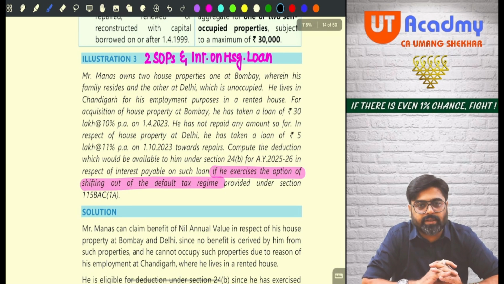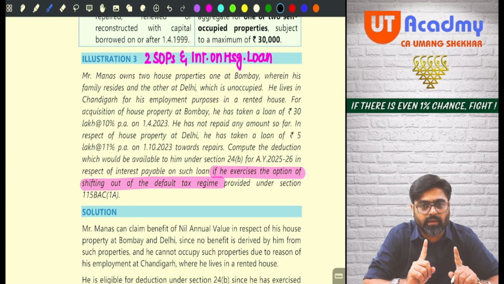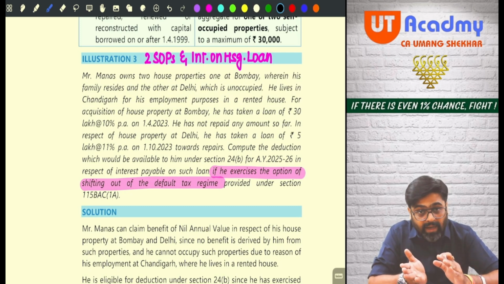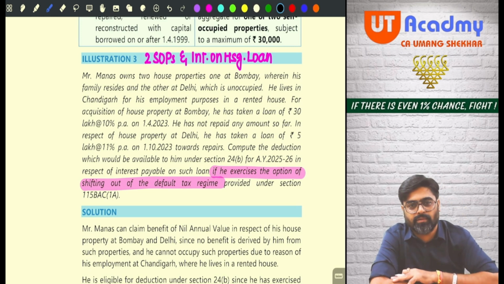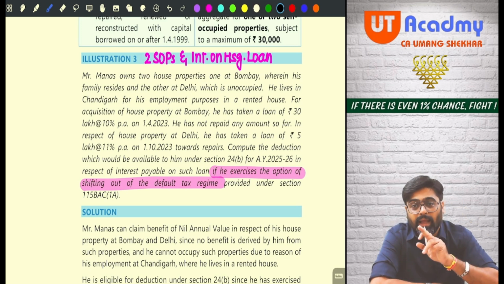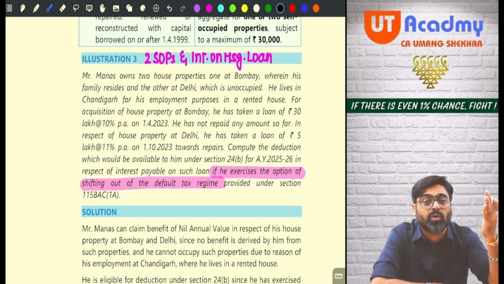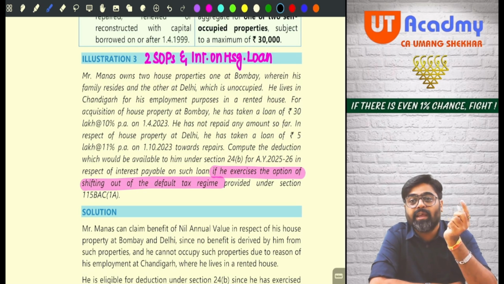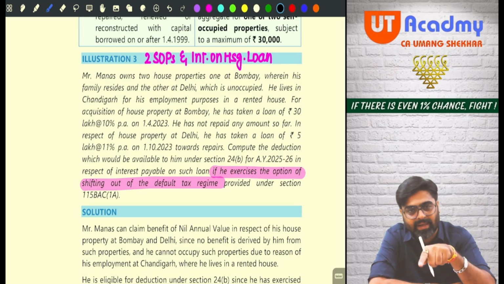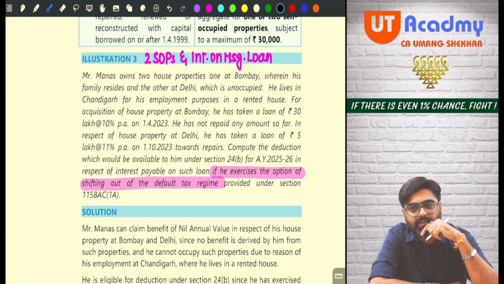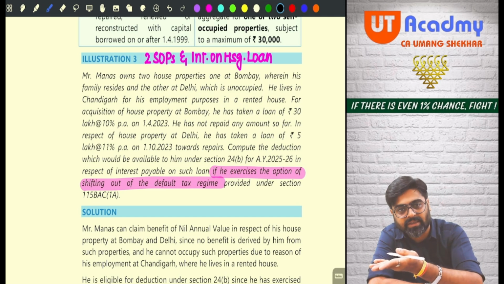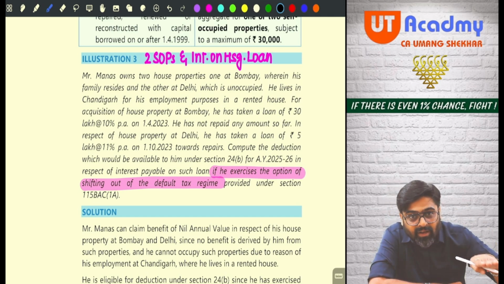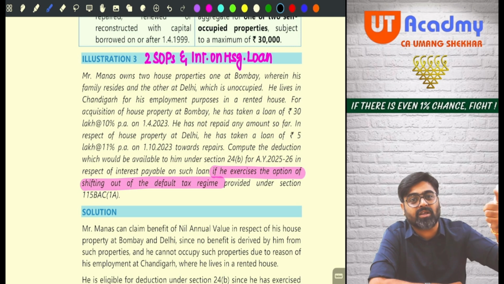Now this is a question where 2 SOPs are there. Please listen to me carefully. 2 SOPs are there, and both the SOPs have interest. And in the question they are mentioning that the assessee is shifting out of 115 BAC. If you shift out of 115 BAC, will you get interest deduction? Yes. If you shift out of 115 BAC, you will get interest deduction from SOP. But if you remain in 115 BAC, you will not get any deduction for interest.